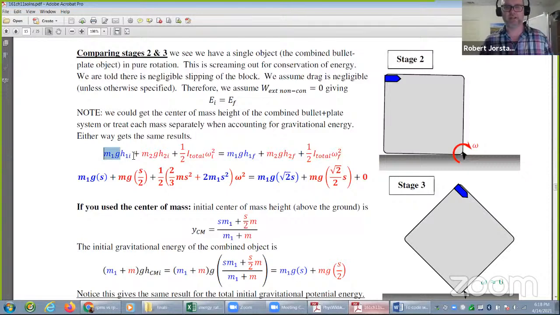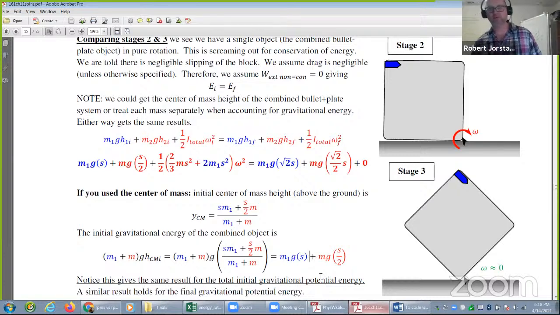I did the bullet and the block separately. So Denna, I think, was talking about doing the heights of the bullet and the block separately. I showed you that here, or you could figure out the center of mass like this, and I did it that way. So I showed you both options there. You could either get the center of mass and the center of mass height, or you could do each block separately and get the heights.